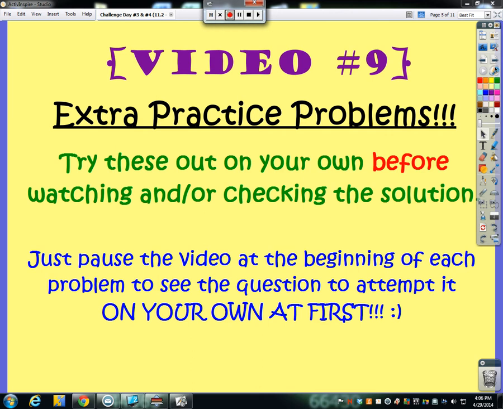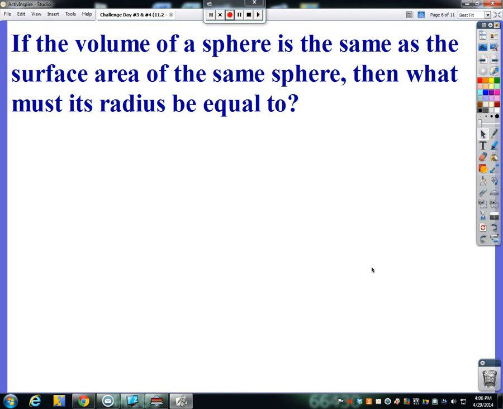So to the first problem. It says if the volume of a sphere is the same as the surface area of the same sphere, then what must its radius be equal to? So if you want, you could pause, try to work this problem out, see what you can do. If not, then here's what we're going to do.